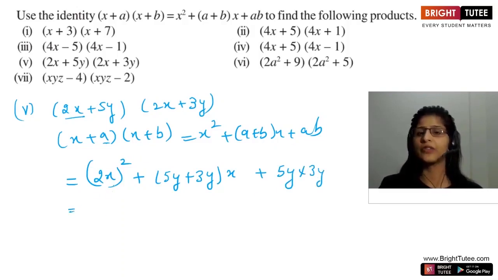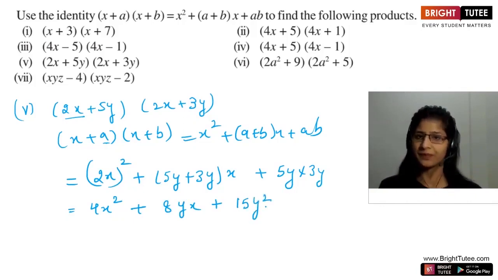Now square of 2x will be 4x square plus 5y and 3y is 8y. 8y into x is 8yx plus 5 threes are 15. y into y forms y square. Clear? So I hope this is understood. Now let us try the next part, that is the sixth part of it. Okay.